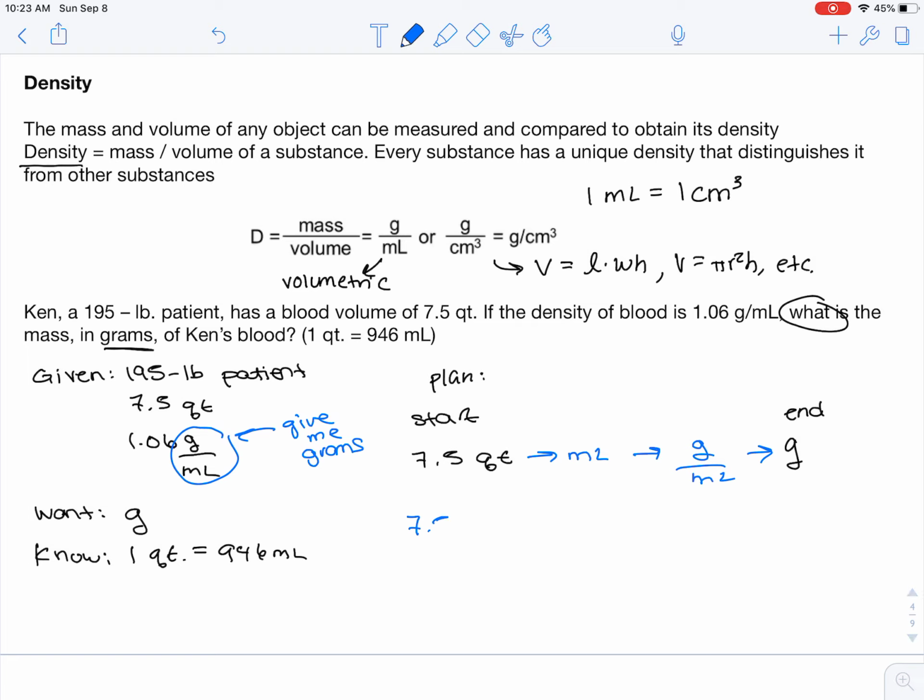So 7.5 quarts times the conversion factor, 946 milliliters over 1 quart. Multiply that by the density. Since you want to get rid of milliliters, you multiply 1.06 grams over 1 milliliter. And then all the units you don't want cancel, and your answer is 7,520.7.